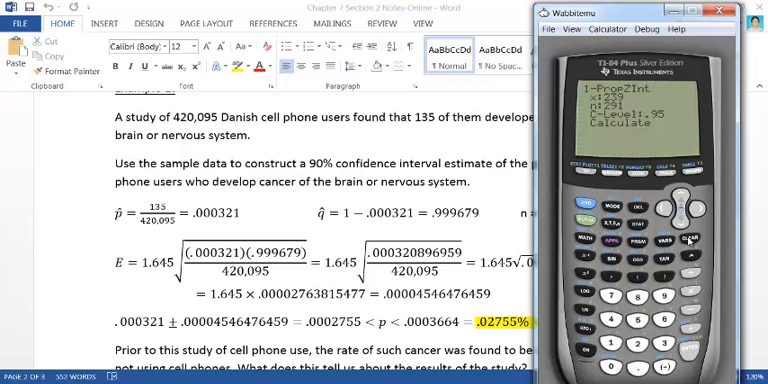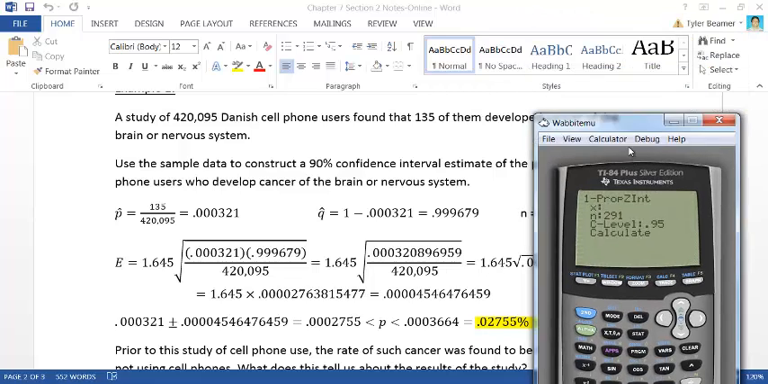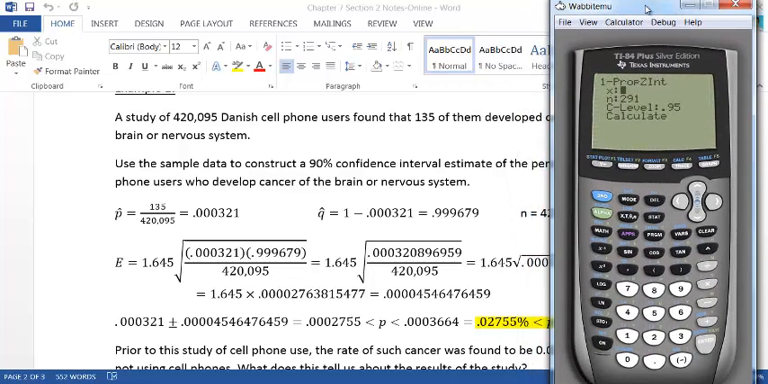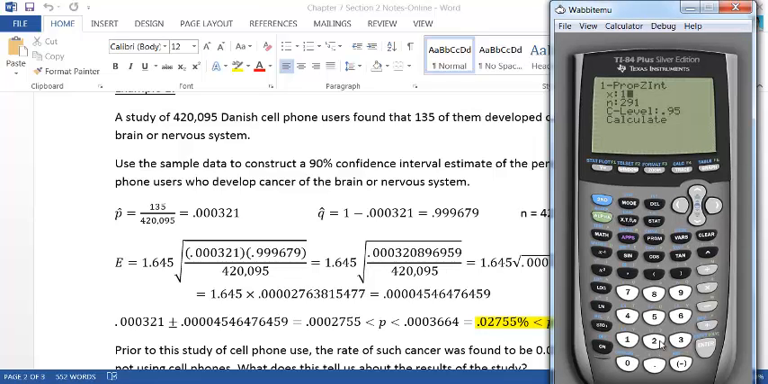X, you can think of as the number of successes. Of course, developing cancer is not really a success, but in terms of the problem, that's what we're studying. So we put 135 there for X. N is the sample size, 420,095. And then confidence level is C level, so we want that at 0.90. And calculate. And voila. The calculator does pretty much all the work for you.